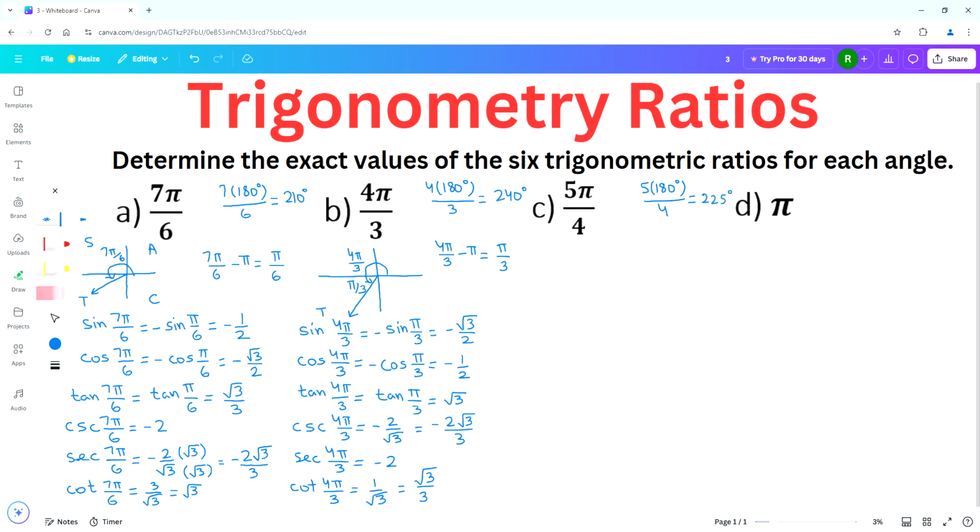Now we can sketch the angle. We can find the reference angle or the related acute angle by subtracting pi from 5 pi over 4, which is equal to pi over 4. Now we can find the exact values of the ratios.